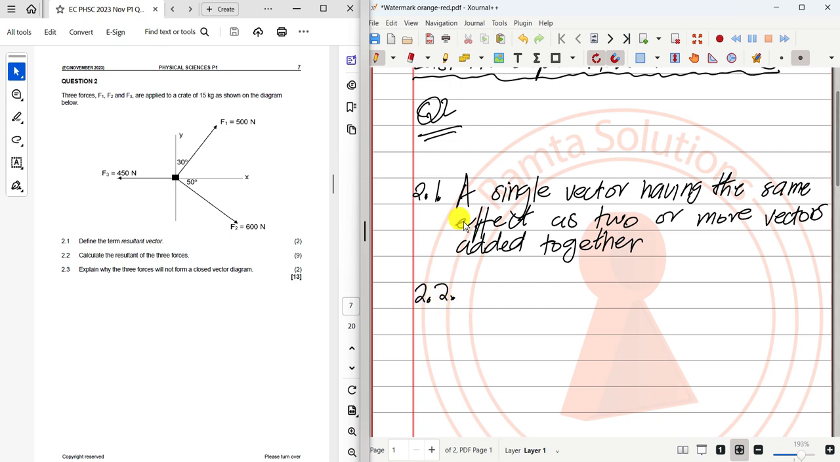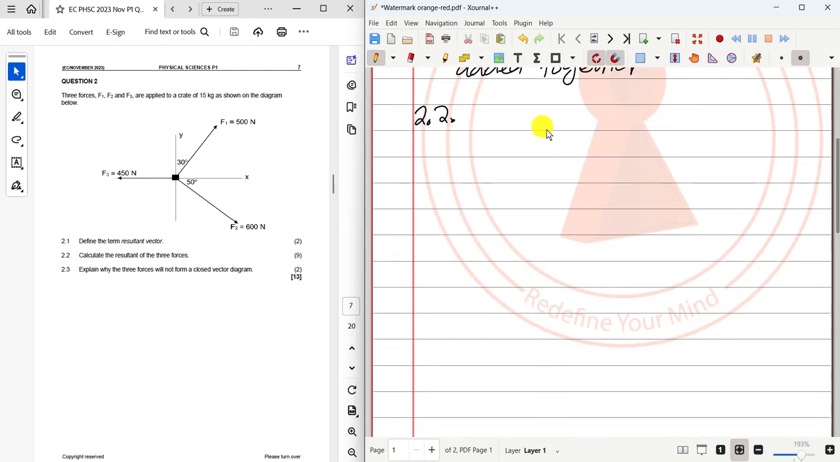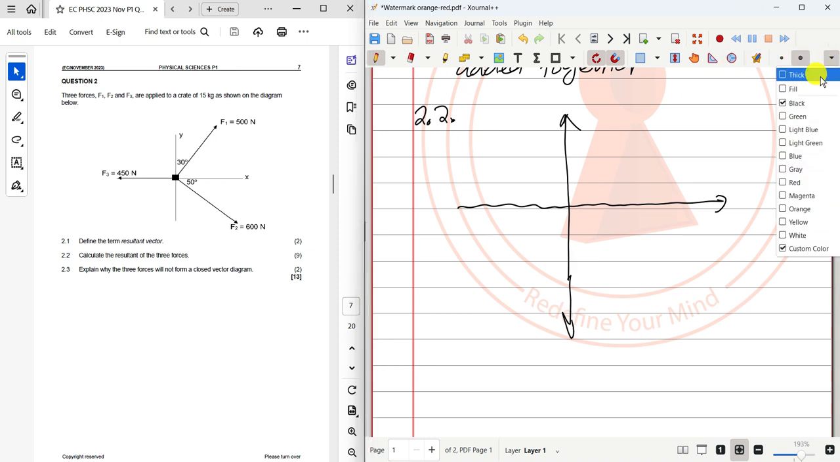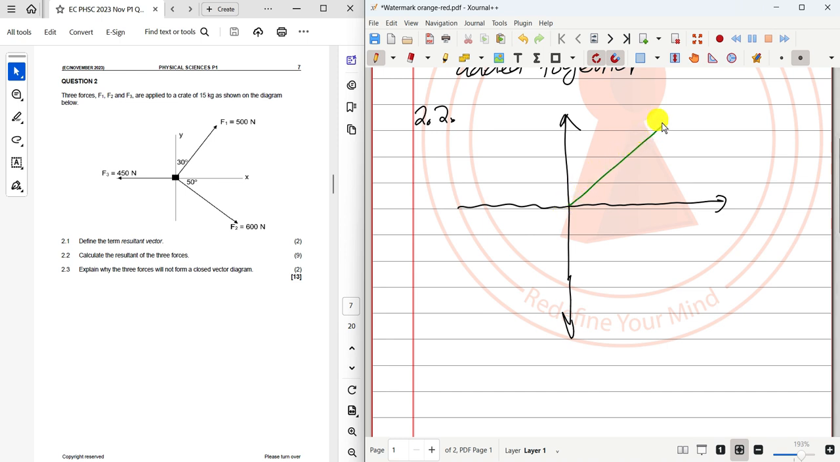Calculate the resultant of the three forces. For this one, I just want to draw this so that you guys can see what we actually need, because I don't want to complicate things here. A lot of times when students come to this section, they can fumble it. So I want you to see something here. Let me use different colors. I'm going to use green to focus on F1, which is 500. So this is F1.